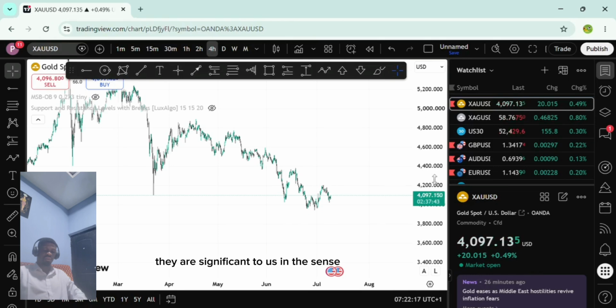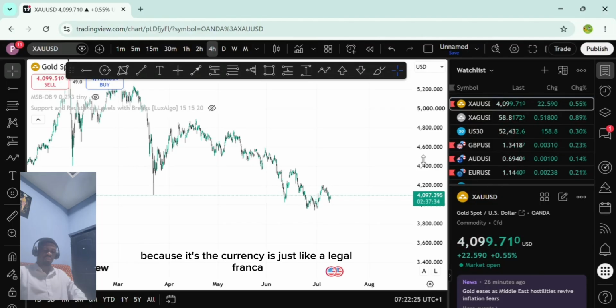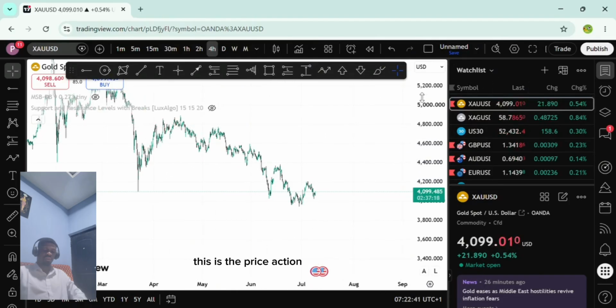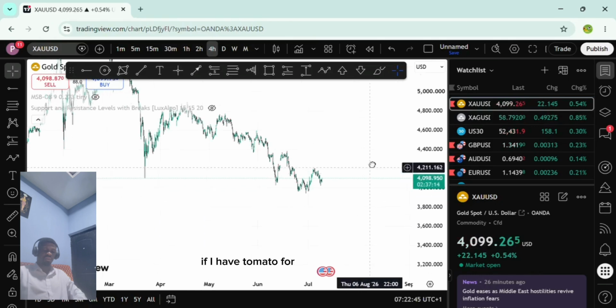They are significant to USD in the sense that the dollar is being used to measure the amount of gold you are buying, because it's like a lingua franca currency. It's the currency that is being used to regulate every other commodity or every other pair. So when you see this, you know that this is the price action, this side is the price.